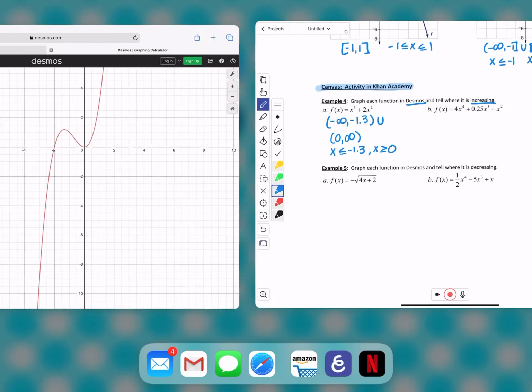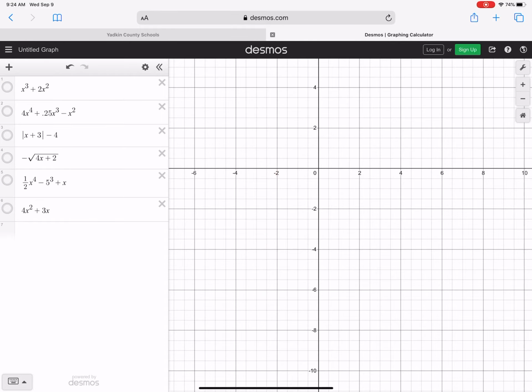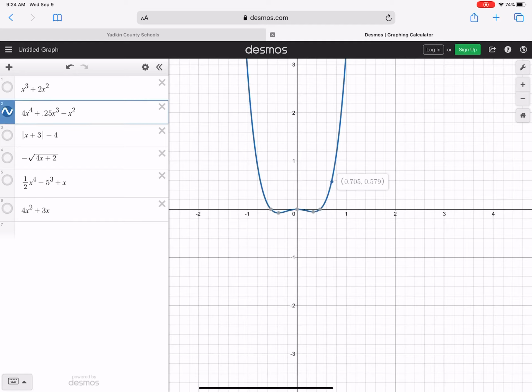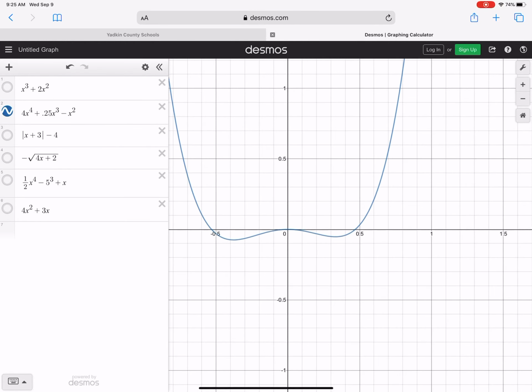All right, if we look at B, this is B. I'm going to zoom in a little bit here to see where it's increasing. So it's increasing in this little section right here. This point here is where it starts increasing, negative 0.4. It's 0.37, but I'll round it to negative 0.4. And it stops increasing at 0. So from negative 0.4 to 0.